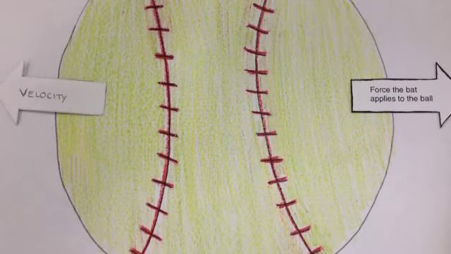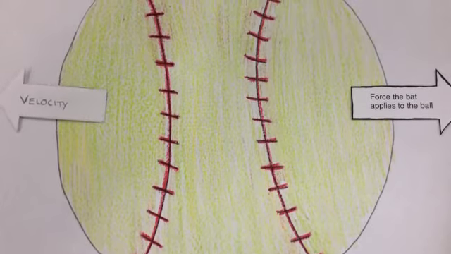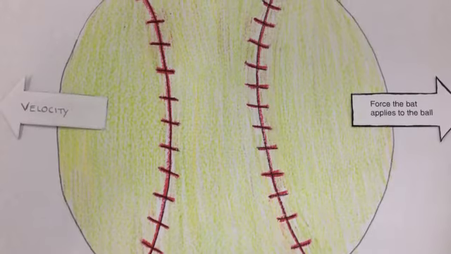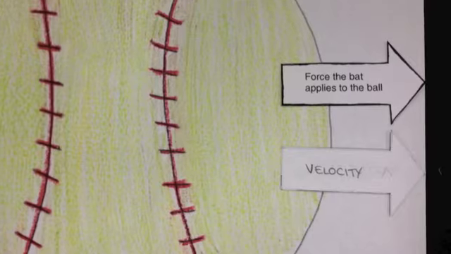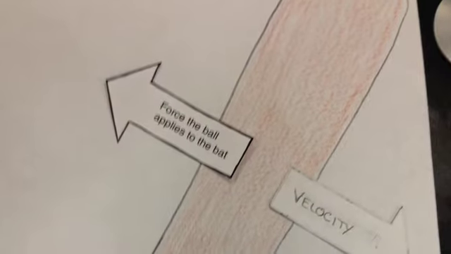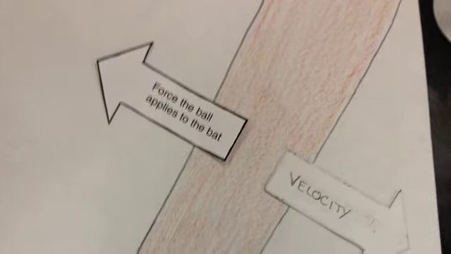As the ball moves towards the catcher, the bat applies a force to the ball, causing it to slow down, and then speed up in the opposite direction. As the bat hits the ball, the ball applies a force to the bat, causing it to slow down.